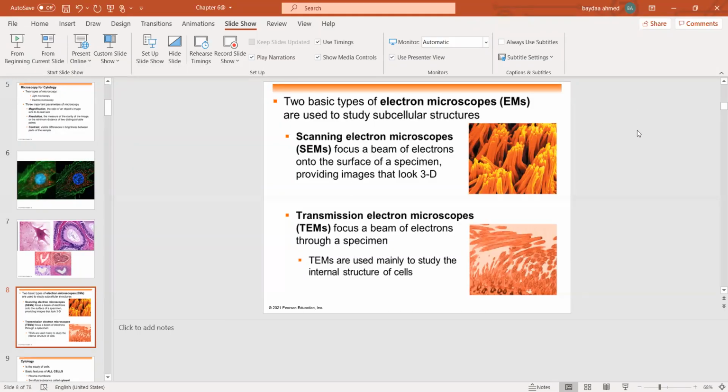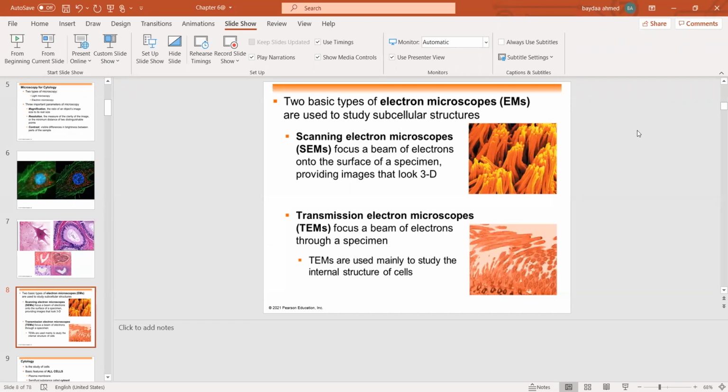Until recently, the resolution barrier prevented cell biologists from using standard light microscopy when studying organelles. Remember that organelles are the membrane-enclosed structures within eukaryotic cells. Electron microscopy focuses a beam of electrons through the specimen or onto its surface. According to this, we have two types of electron microscopes: scanning and transmission.